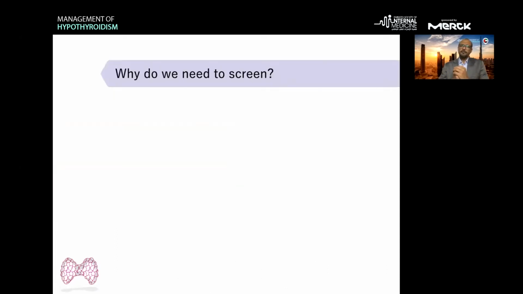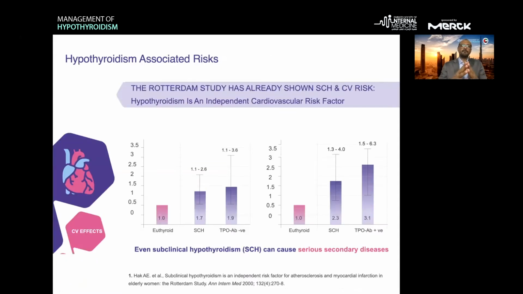So who exactly do we need to screen? And I looked at different guidelines here that tell you which group of people we need to screen. And why do we need to screen them? Now, I'd like to say we need to screen people with thyroid because hypothyroidism is not just a thyroid disorder.